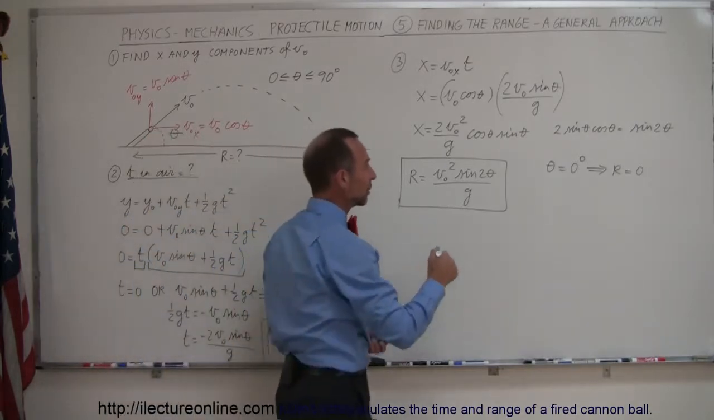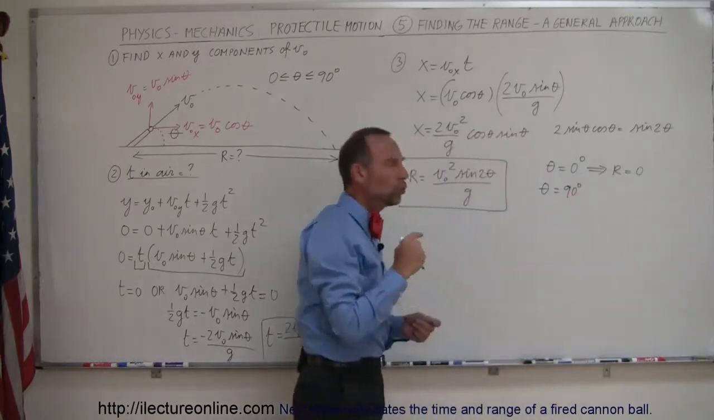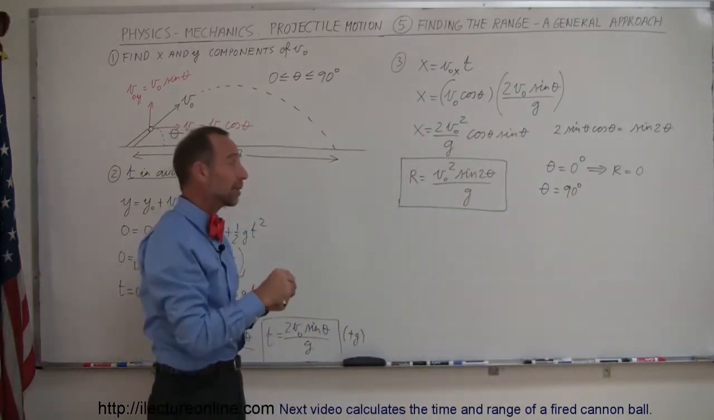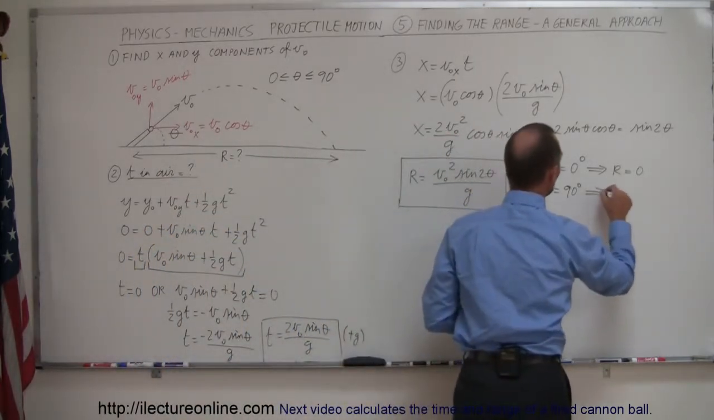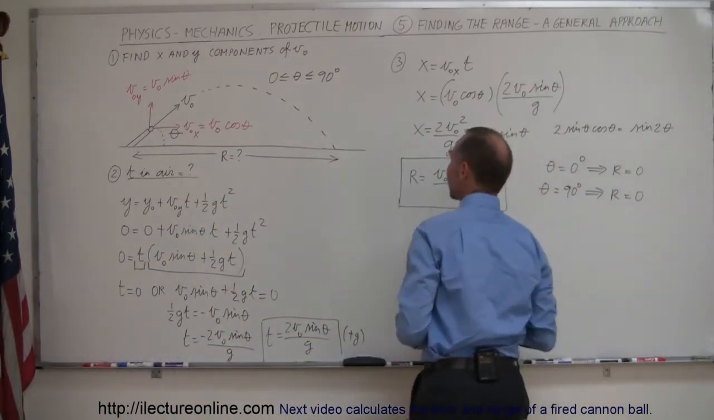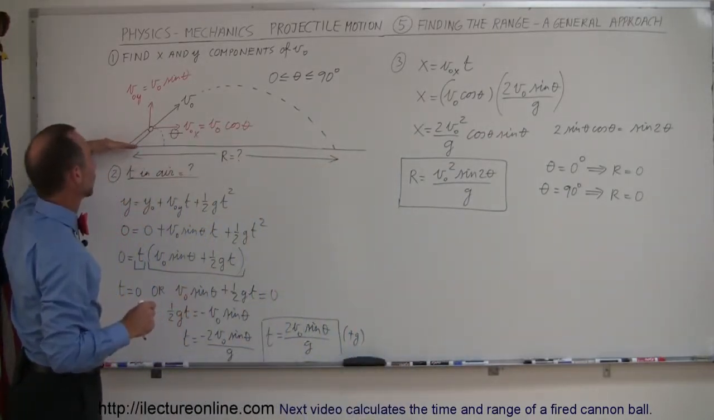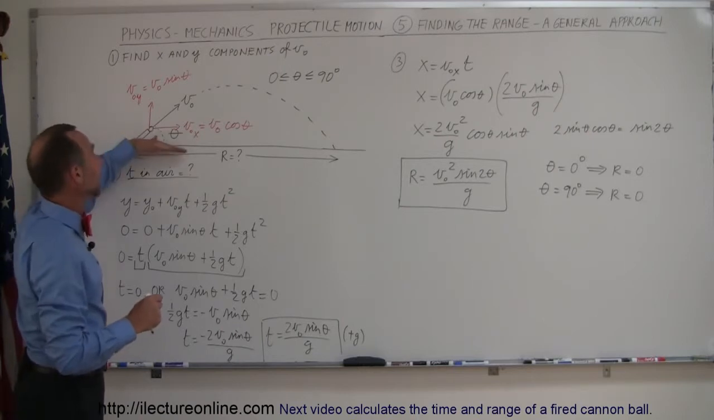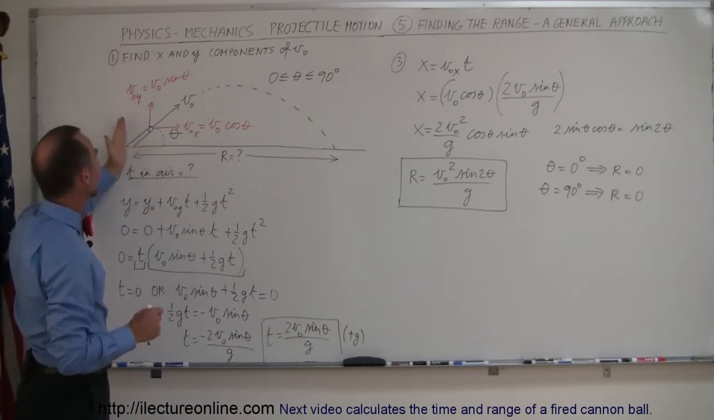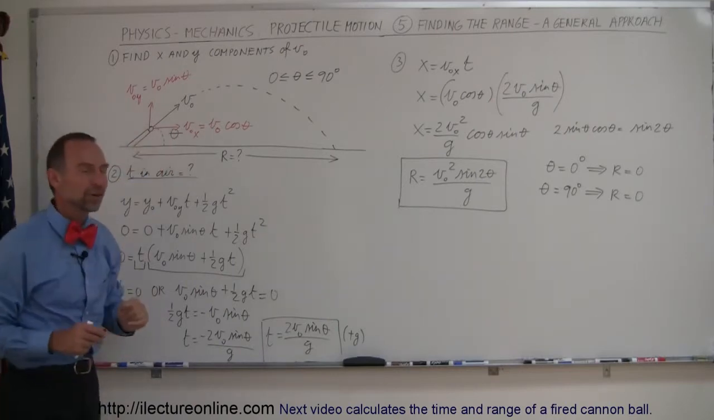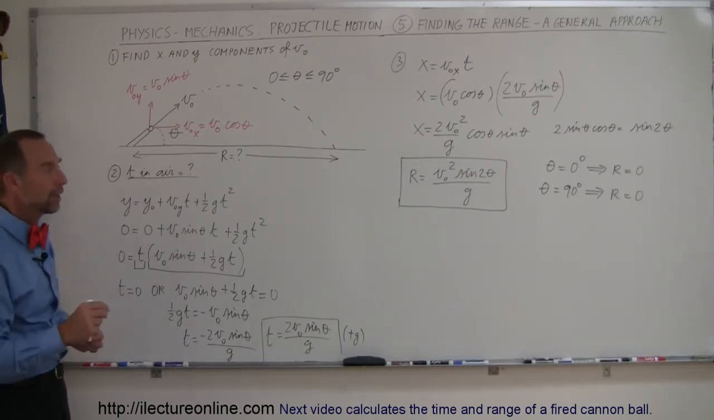If theta is equal to 90 degrees, then 2 times 90 degrees is 180 degrees, and the sine of 180 degrees is 0 again. That means the range is also 0. That makes sense, because if the angle is 0 degrees, there's no height and the projectile won't get anywhere. If the angle is 90 degrees, the projectile will go straight up and down, and again the range will be 0. So the range can only be non-zero for angles between 0 and 90 degrees.